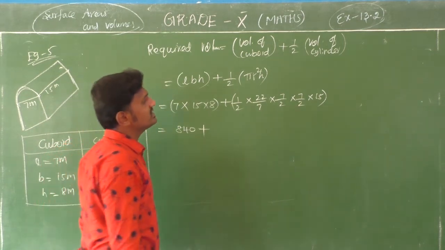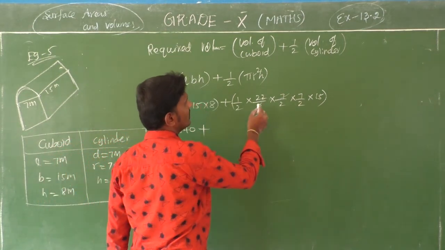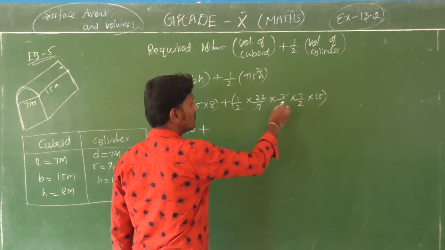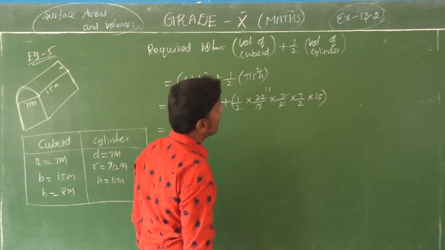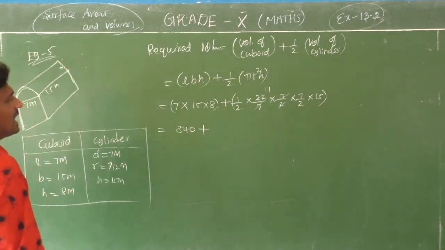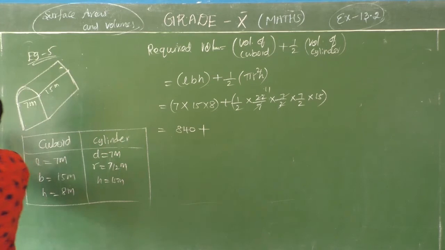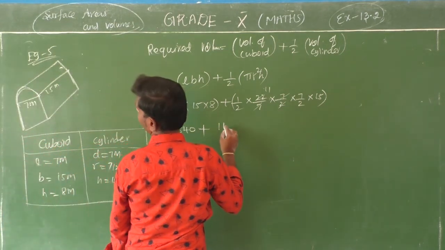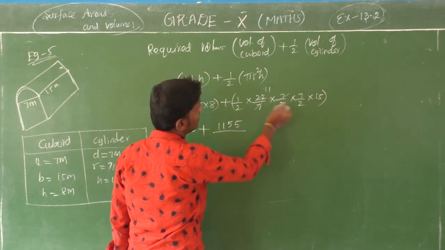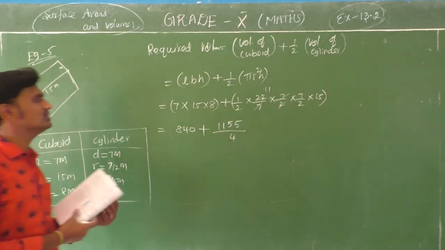Plus, listen carefully, these two 2's are cancelled. 7 cancelled, 1 2's are 2, 11 2's are 22, and is anything else cancelled now? No. Now 11 into 7 into 15, that is 77 into 15. So 5 sevens are 35, remainder 3, 5 sevens are 35, plus 3 is 38, so 77. So 5 here, 8 plus 7, 15, remainder 1, so 11. Okay, so 1155 whole divided by 2. 2 2's are 4.